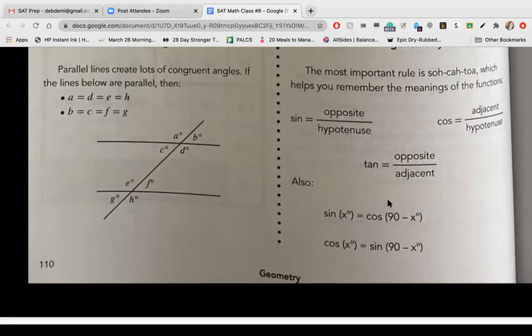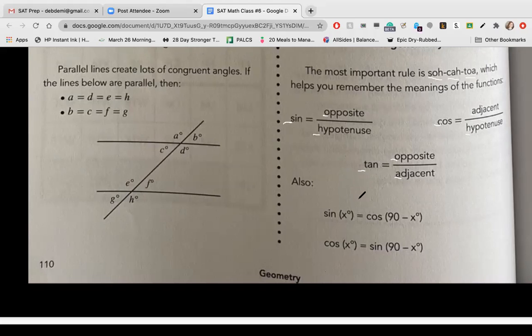And then here's the trig, Judah, that we were talking about. Sine is opposite over hypotenuse. Cosine is adjacent over hypotenuse. Tangent is opposite over adjacent. And they have this little way to remember it. It's SOHCAHTOA, which means sine is S-O-H, cosine is C-A-H, and tangent is T-O-A, opposite over adjacent. So we'll do some problems with that.